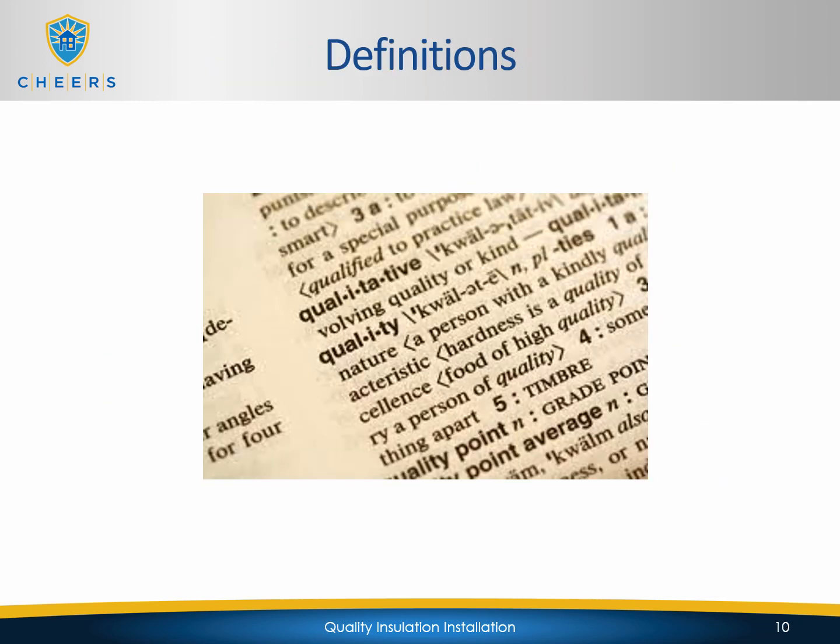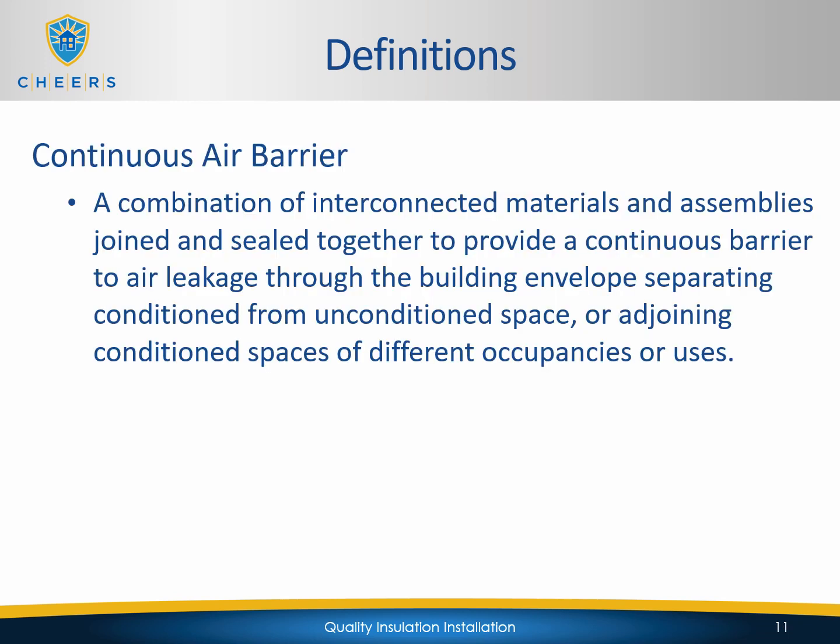So now let's talk about definitions that have to do with the quality insulation installation verification. What is a continuous air barrier? We had talked about this before in the Title 24 overview section, but let's review. A combination of interconnected materials and assemblies joined and sealed together to provide a continuous barrier to air leakage through the building envelope, separating conditioned from unconditioned space or adjoining conditioned spaces of different occupancies or uses. So basically it's a barrier that stops air movement from the inside of the house to the outside of the house and vice versa.